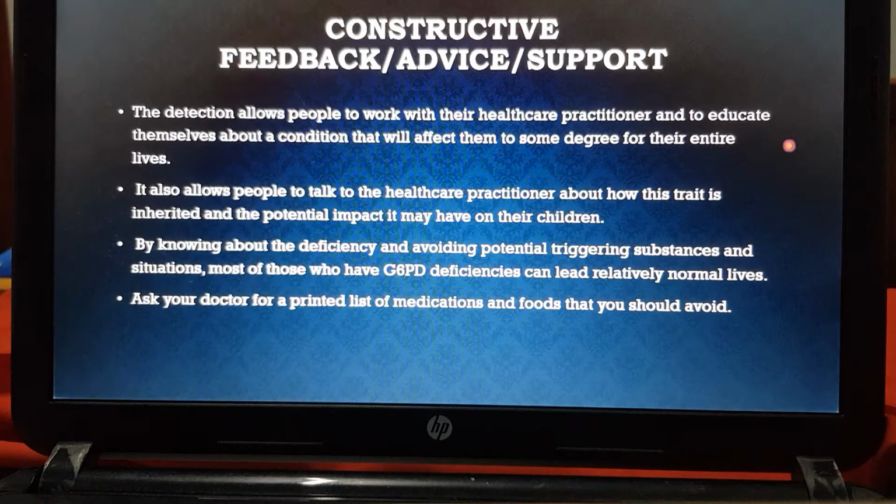Also, patients can ask the doctor for a printed list of medications and foods that they should avoid. So we need to have an early diagnosis, for example after birth, we can do a G6PD fluorescence test, and this will help recognize and manage the patient properly and give them a normal life.